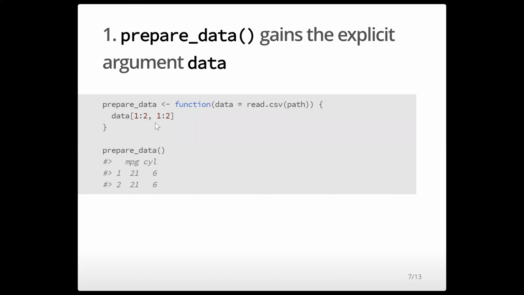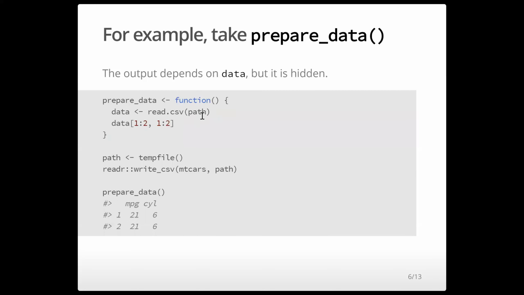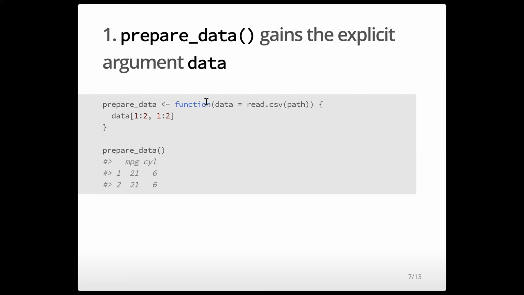Okay, so data, remember, it was here, the first line. So now data moves to the definition of the function. And that's about it. That's all that we need to do for step number 1. We still have some work to do with this function, but at least data is explicitly an argument in the signature of this function. So we see how it is defined, and we know that it needs data.